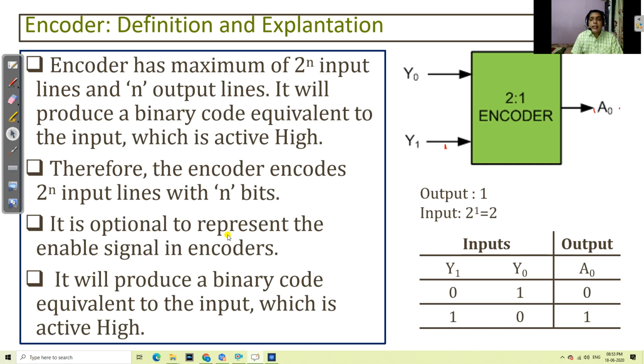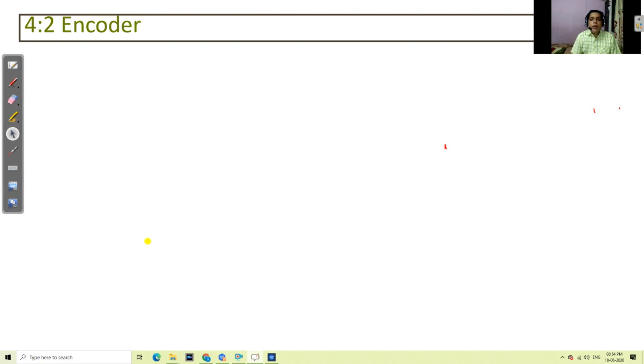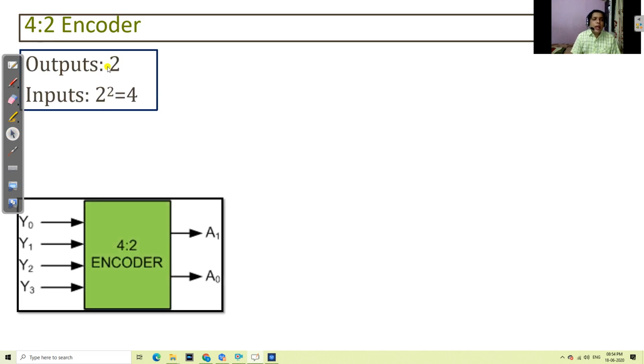So let's understand the 4 to 2 encoder. How will it give you the output in the 4 to 2 encoder? To understand this, let me go to the next slide. In this 4 to 2 encoder, the 4 means the number of input lines is 4 and the output is a 2-bit binary. The output lines are 2, so input lines are 2 raised to 2, that is 4, y0 y1 y2 y3, and output lines are a1 and a0.